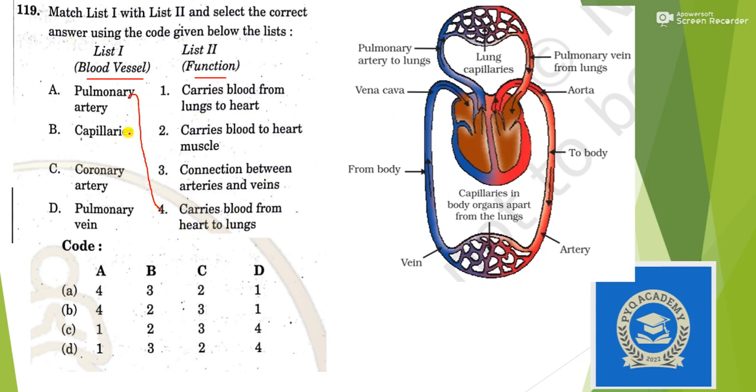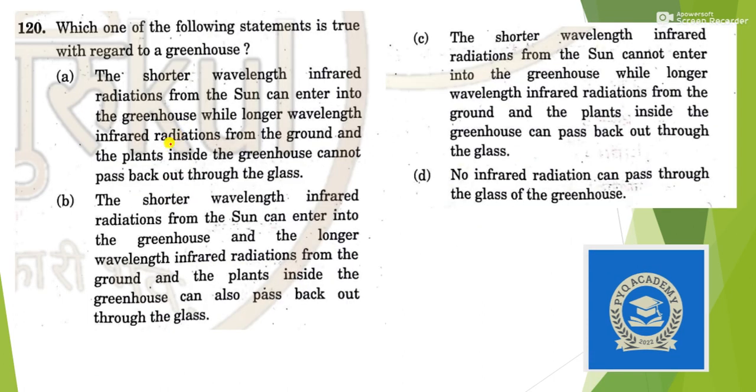Okay, now capillaries. You can see here, capillary is a network of veins and arteries. So capillary is a connection between arteries and veins. So I think we will get our answer: A4, B3. Answer here is option A. Similarly, you can find that pulmonary vein carries blood from lungs to heart, and coronary arteries carry blood from heart to muscles.